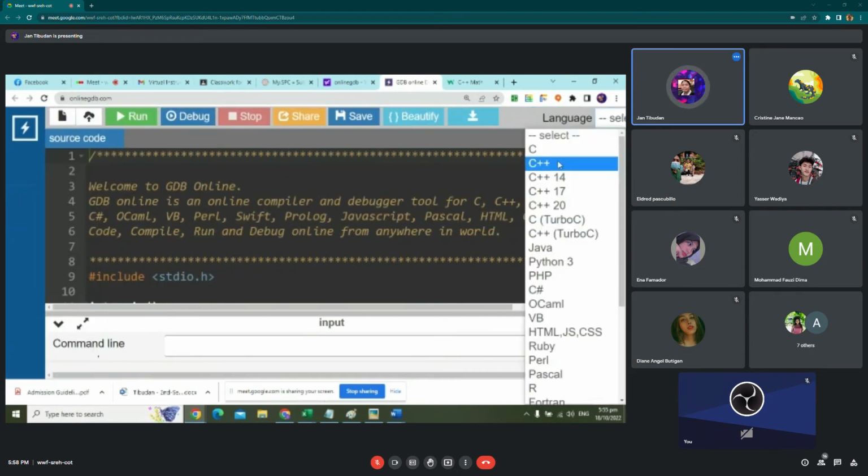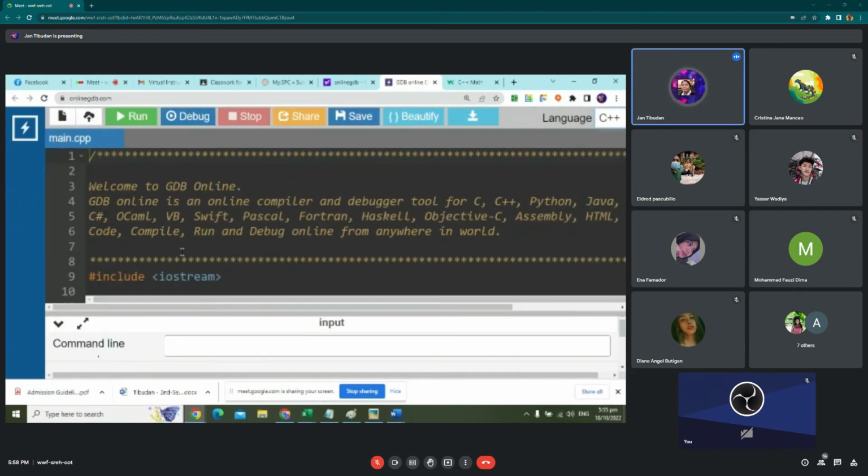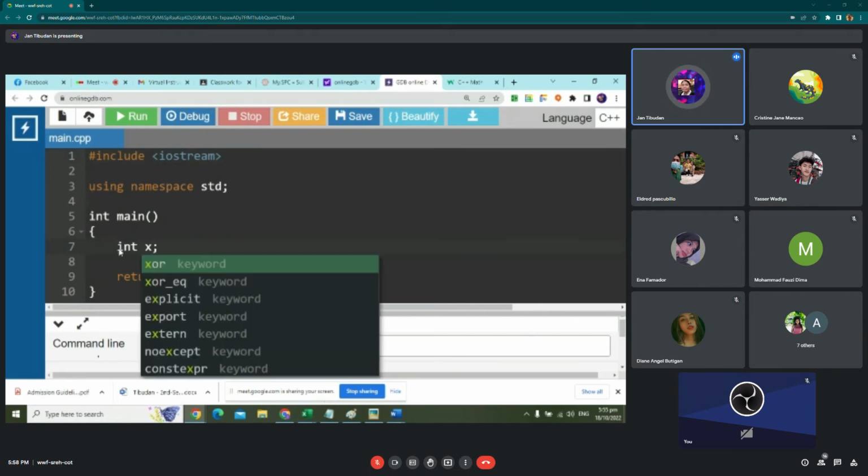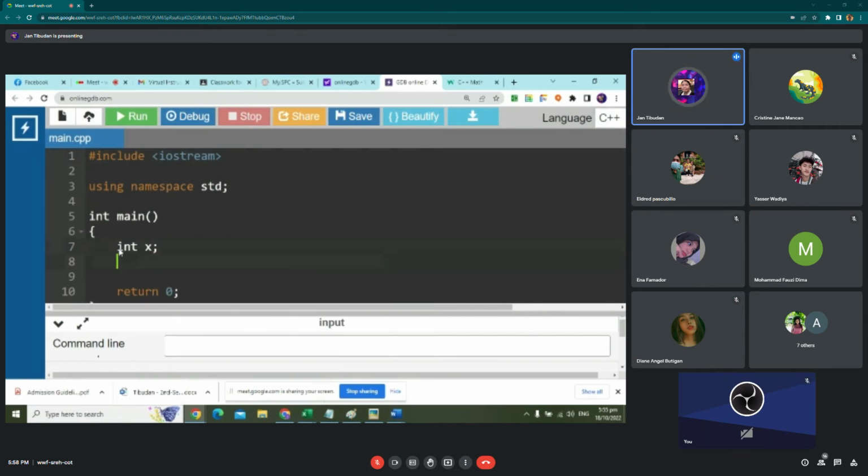Language C++. Okay, for example, we declare an integer x, okay, and then I would say x plus plus, then you have there C out x, okay. So, let's say x is, okay, let's run it.